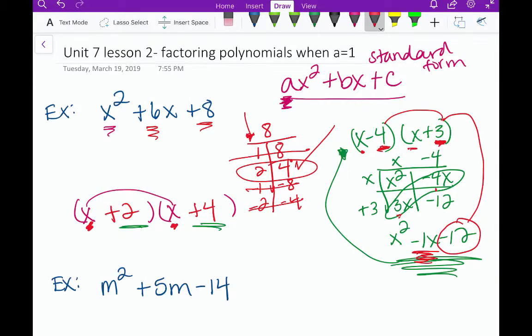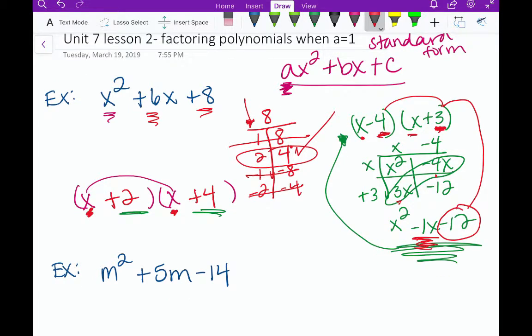So then, just as we did in the last video, you can check your answer. So now what I can do is I can use the box method, x plus 2, x plus 4, and I can multiply to see if I end up with actually what I started with. So as you can see, the 2x and the 4x do combine to the 6x. So yes, this is the correct answer.